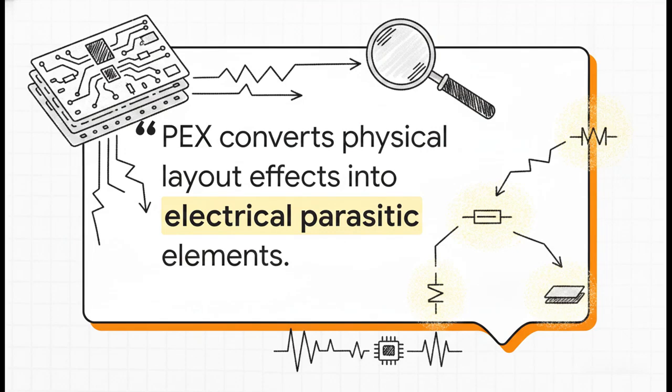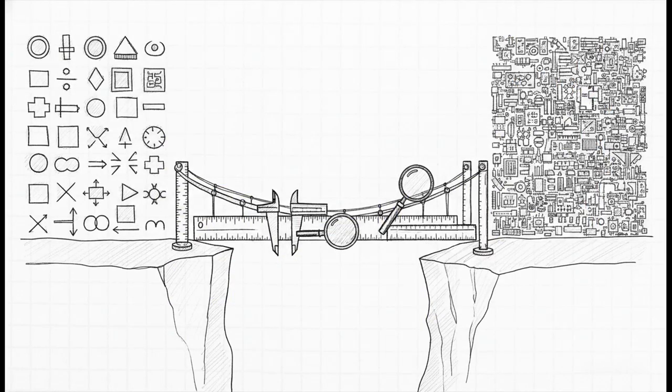When they ask you to define it, memorize this exact phrasing. PEX converts physical layout effects into electrical parasitic elements so that the real post-layout behavior of the circuit can be simulated. Saying it this way proves you understand not just what the tool does on a surface level, but why it's fundamentally necessary for the entire simulation flow. Ultimately, PEX serves as the vital bridge connecting the perfect frictionless world of schematic theory to the harsh, messy reality of physical silicon. It is the absolute final truth teller before a chip is ever sent off to be manufactured.